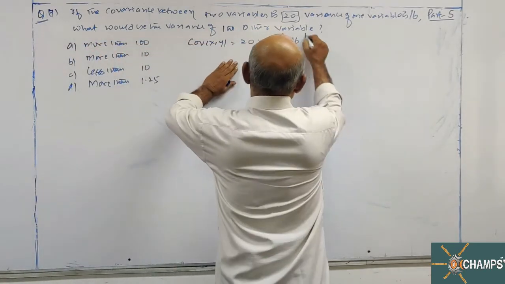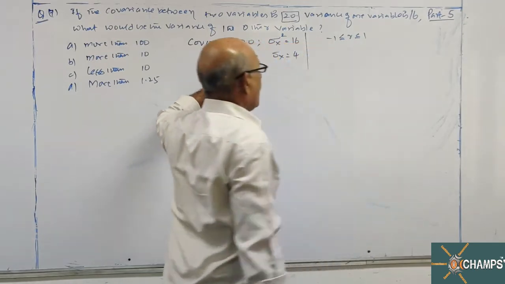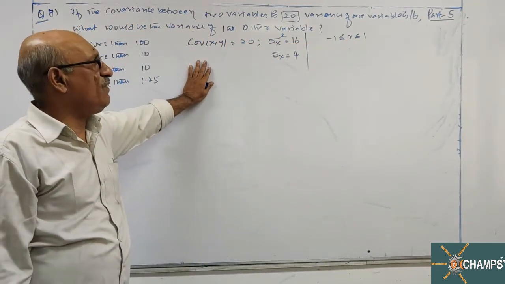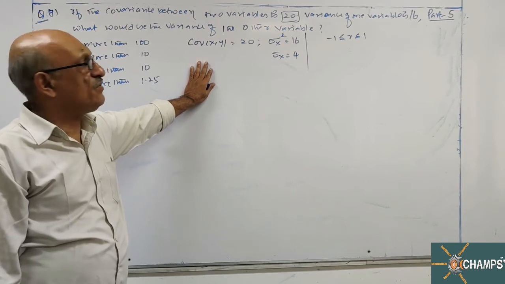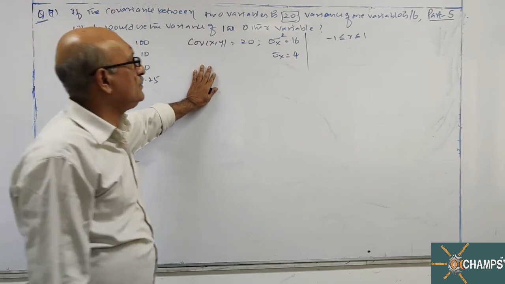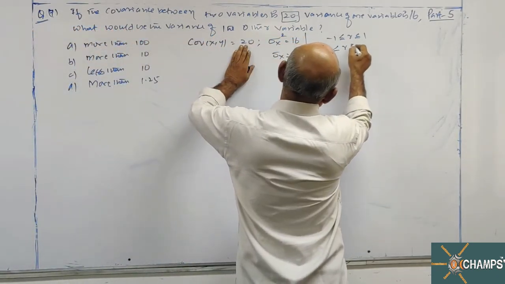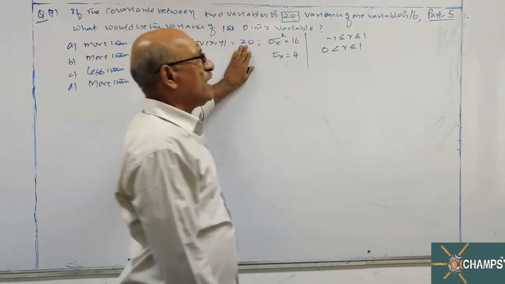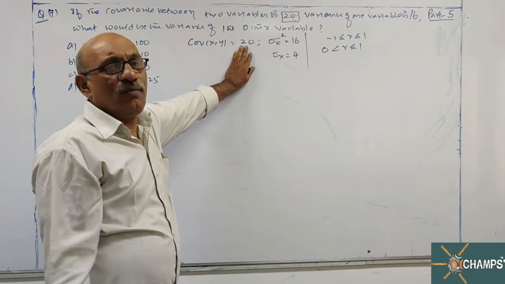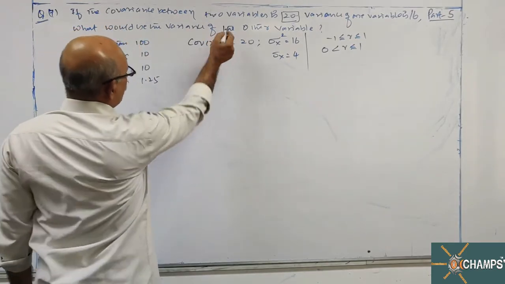Now let us see. Keep this point in your mind. What is the original inequality we have for R? Minus 1 is less than or equal to R, R is less than or equal to 1. But covariance is a positive value. So 0 less than R, R is less than or equal to 1. So R value is greater than 0 but less than or equal to 1. This inequality I am using here.